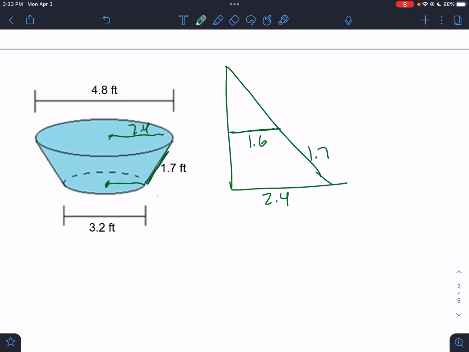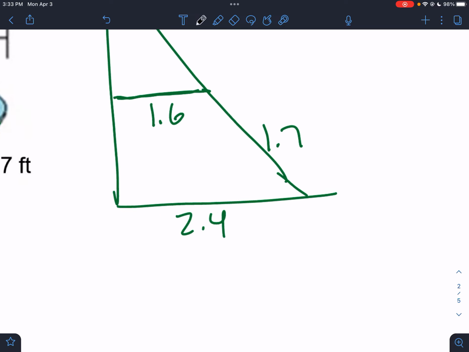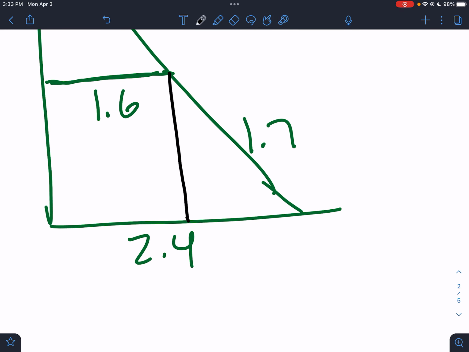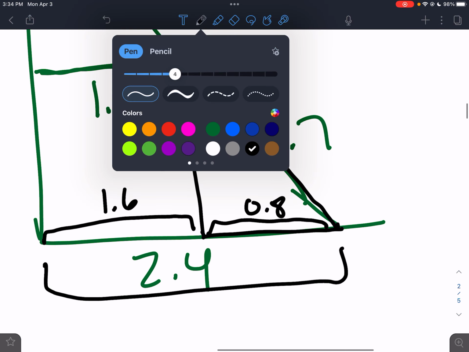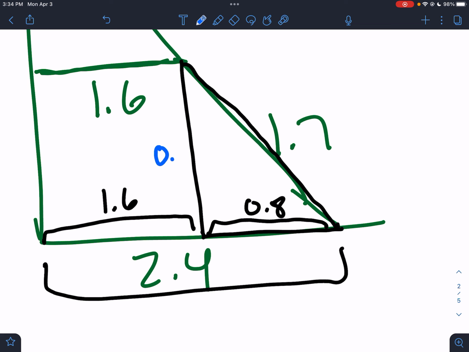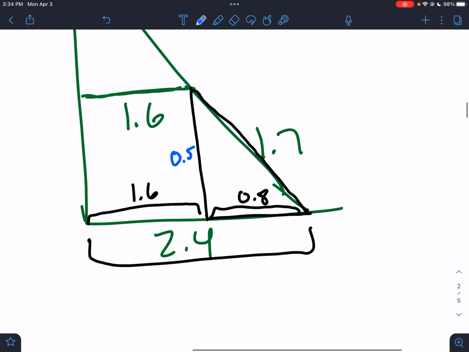This requires a little bit more work than the one we just did. If you ever get this situation, I think the best way to solve it is to drop that height and make a right triangle over here. And what you have is this section is 1.6, which means this section would have to be 0.8 because we know they have to add up to 2.4. So I drop that height straight down, I cut off the wing, and now I can do Pythagorean theorem. And hopefully you recognize that this is a triple. So this is going to be 0.5. No, it's not. It's going to be 1.5. What triple is that? That is 8, 15, 17. That is what it's based off of.